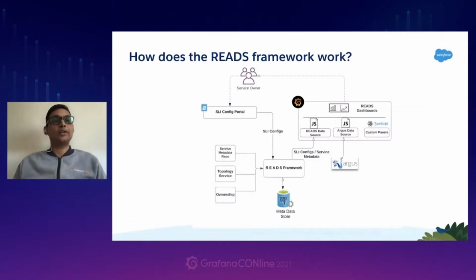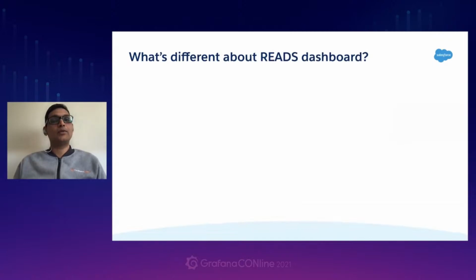Now let's see how the reads framework works. So our service owners use our config portal to define their services. These configs are captured by our reads framework into a metadata store. Our framework also detects the internal service metadata from other systems. All this data is exposed via API. Now we have implemented a custom data source at Grafana end to retrieve this data for the Grafana dashboards. And then we have implemented custom panels that make sense of the thresholds that are being fetched from these objects. Now let's see what's different about the reads dashboard.